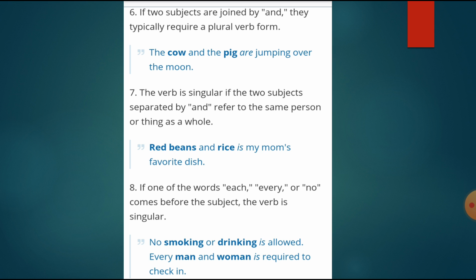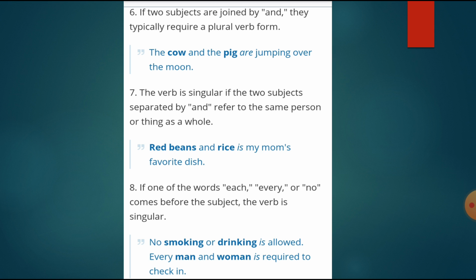The verb is singular if the two subjects separated by and refer to the same person or thing as a whole. Red beans and rice is my mom's favorite dish. Here you can see that red beans and rice are the ingredients of one and the same dish. So definitely we will have to put is.